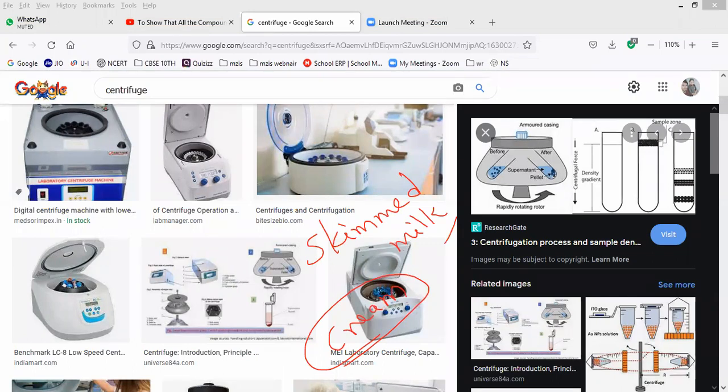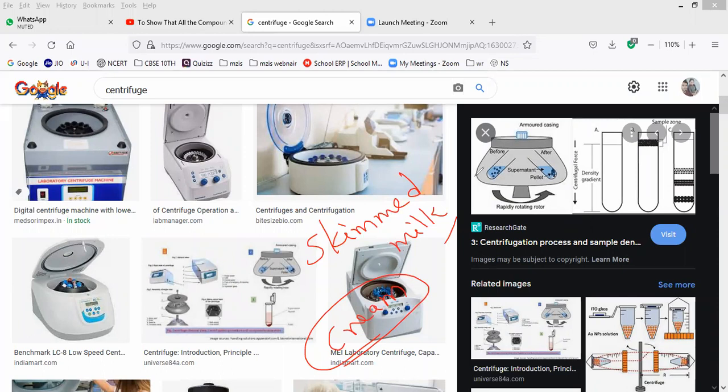Understand? So now, is the cream lighter or denser? Anybody can say, is the cream lighter or denser? You can ask your mother if she is near you. Is it lighter or denser? Lighter. So are they coming up or down? Is the cream coming up or down? The cream is coming up.